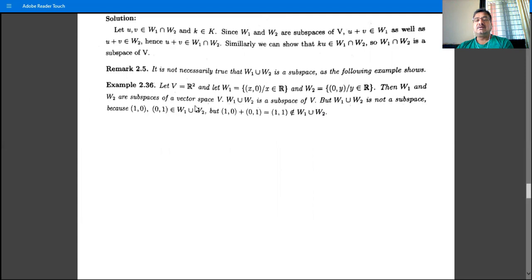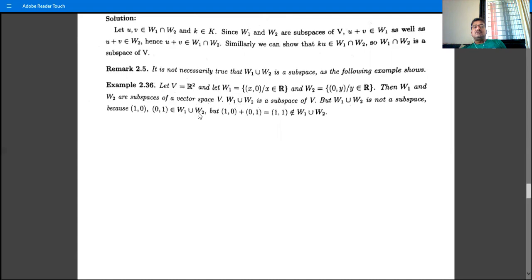Their union. If we take (1, 0) as an element of W1 and (0, 1) as an element of W2, then (1, 0) and (0, 1) belong to W1 union W2. Why? When an element belongs to W1 union W2, either the element belongs to W1 or belongs to W2. So (1, 0) is an element of W1, that's why (1, 0) belongs to W1 union W2, and (0, 1) belongs to W2.